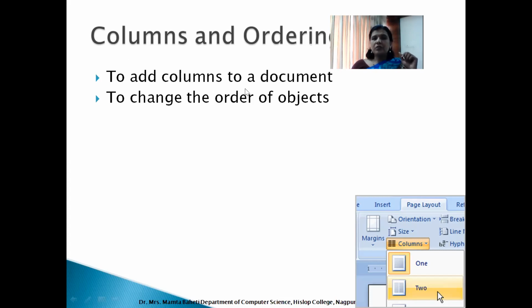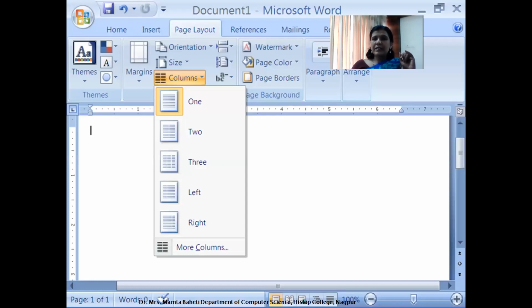So to add columns to the documents and to change the order of the objects. In the Page Layout tab itself, you will see the Columns tab. There you can change the contents into 1 column, 2 columns, 3 columns, or you can have a small column on the left side and a detailed, or wide, column on the right side. If we are going for the right side, like in Urdu we write, for Urdu you will select the right column. Okay, you can customize it by selecting more columns.